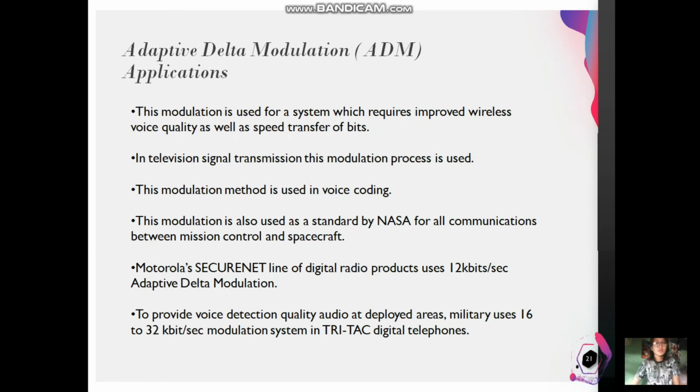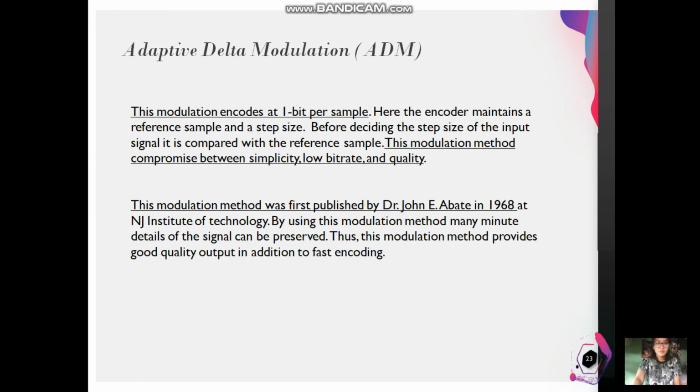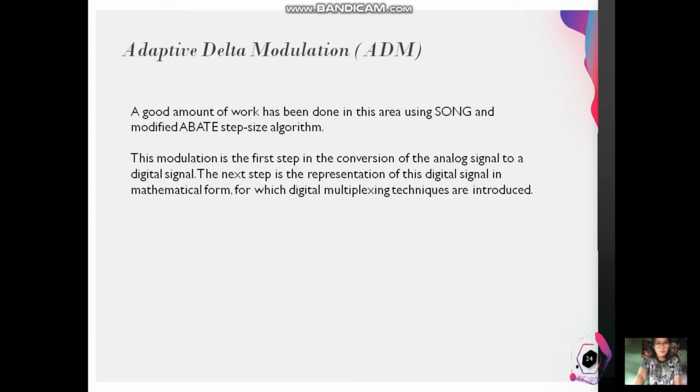Now, here I present to you again the applications of adaptive delta modulation, and it's up to you to read. This modulation encodes 1 bit per sample, and this modulation method compromises between simplicity, low bit rate, and quality. This modulation method was first published by Dr. John E. Abate in 1968. A good amount of work has been done in this area using the Song and modified Abate step size algorithm.